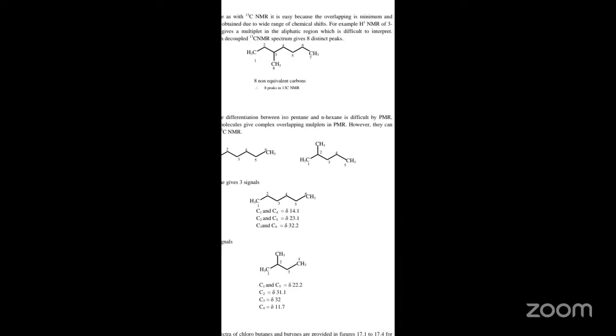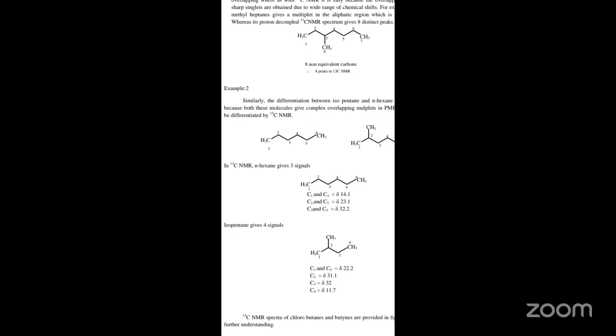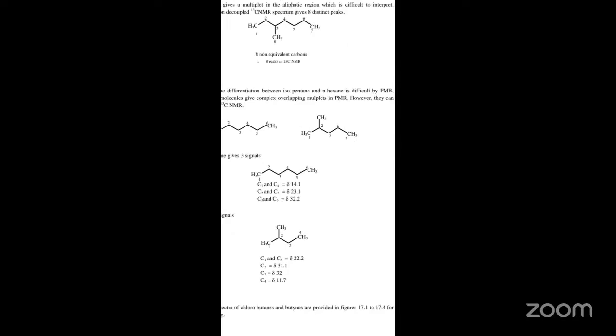So in the H1 NMR spectra, how many signals will you get for this n-hexane? Generally we'll get three signals for this one. And for this isopentane, how many signals will you get? Here is one, two, three, four, five. So five signals are obtained. For n-hexane we get three, and for isopentane we get five signals.